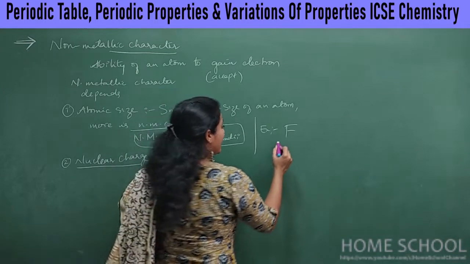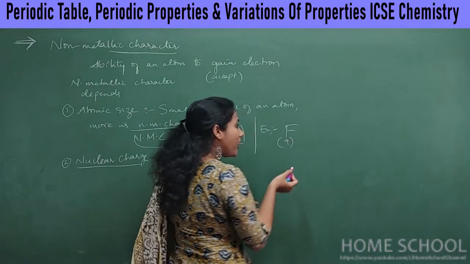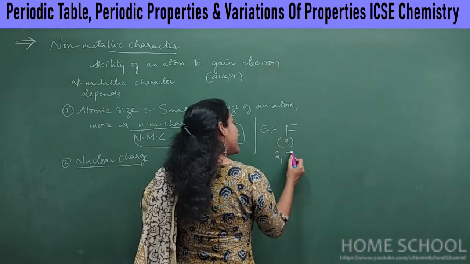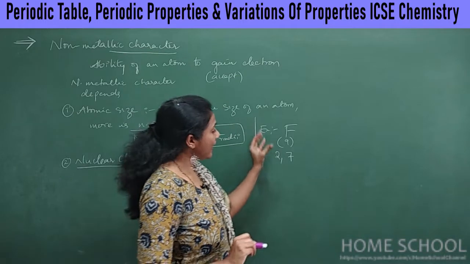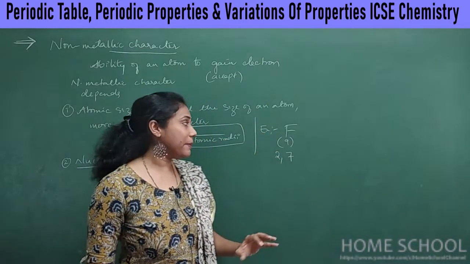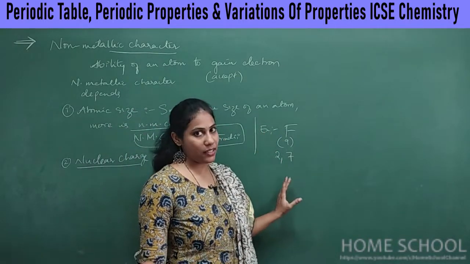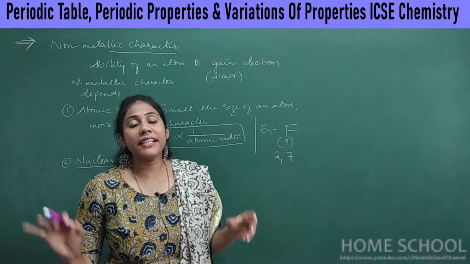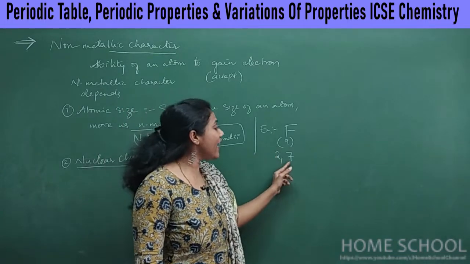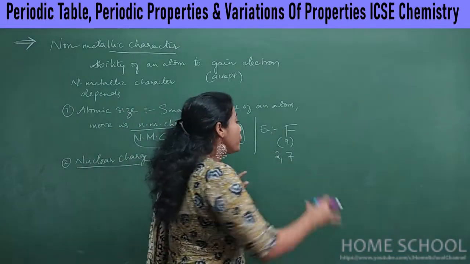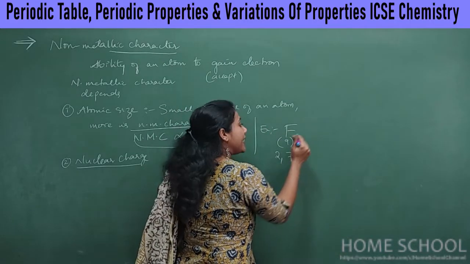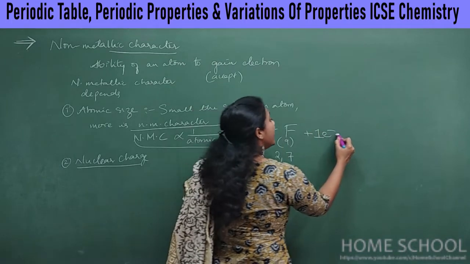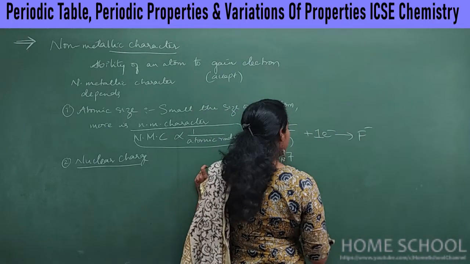Fluorine's atomic number is 9. If you have to write its electronic configuration, how do you write? 2, 7. When does our fluorine become stable? When it has 8 electrons in the last shell. We all know the condition for stability is to have 8 electrons in the valence shell, that is the last shell. So this atom can get stability by accepting an electron. When I give one electron to this, it becomes F minus.